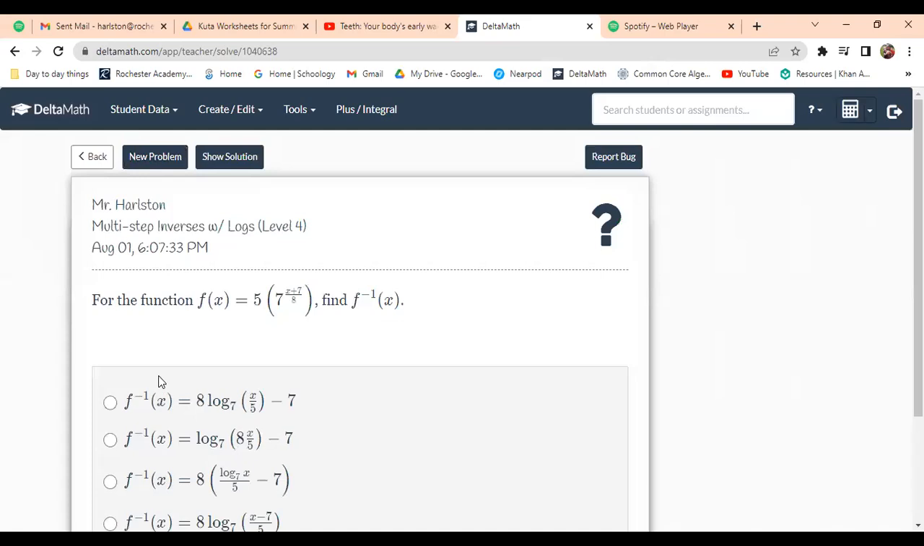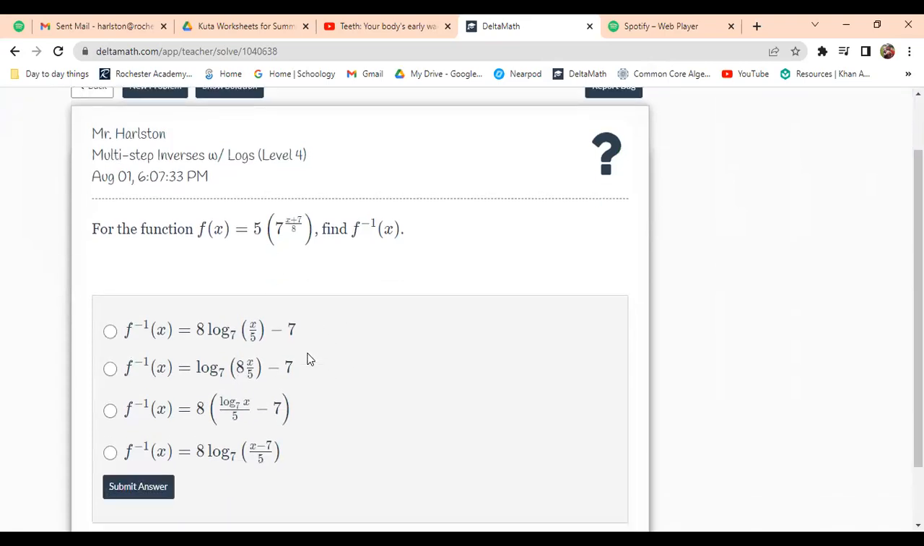Got some logs now. All right, so let's see here. This one, we've got f of x, I'm just going to say y equals, you guys get the idea, y equals 5 times 7 raised to the x plus 7 over 8 power. And they want us to find the inverse.